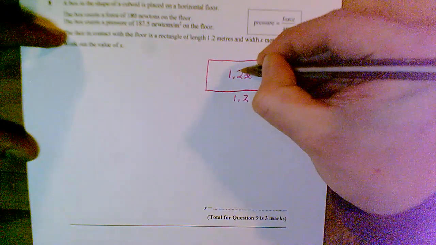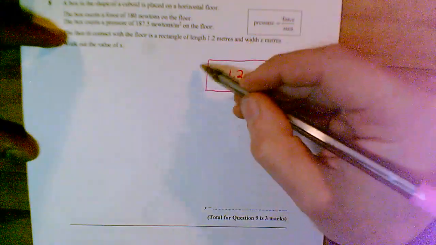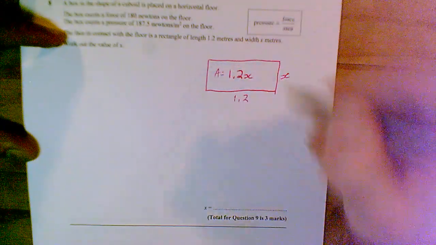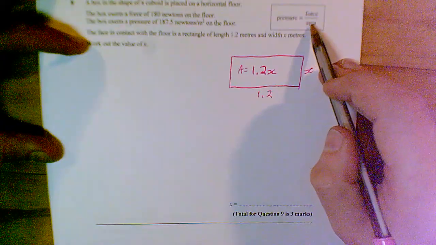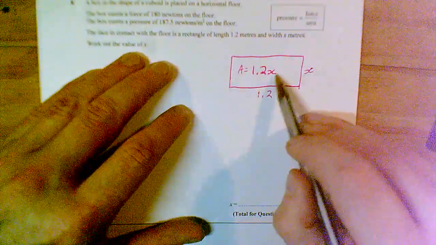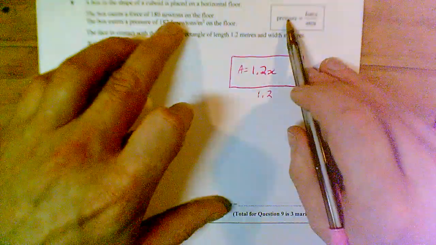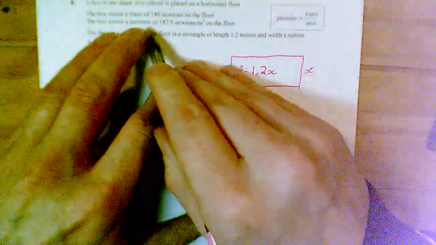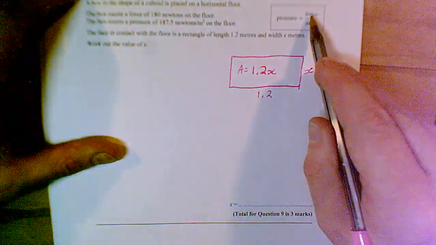Before I go any further, I'm just going to write that down. So I know the area of that is 1.2x. That's one of my things already. We've got to figure out what that x is. We can make another equation now. It tells me what the pressure is, 187.5, and it tells me what the force is, 180.